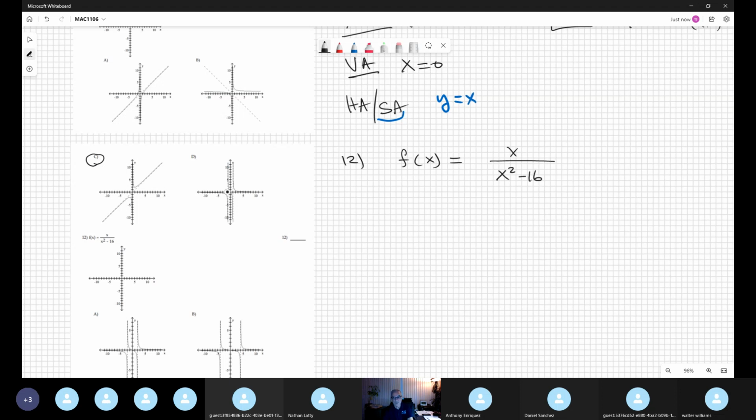Remember the famous 7 steps. Step number 1 is factorization.